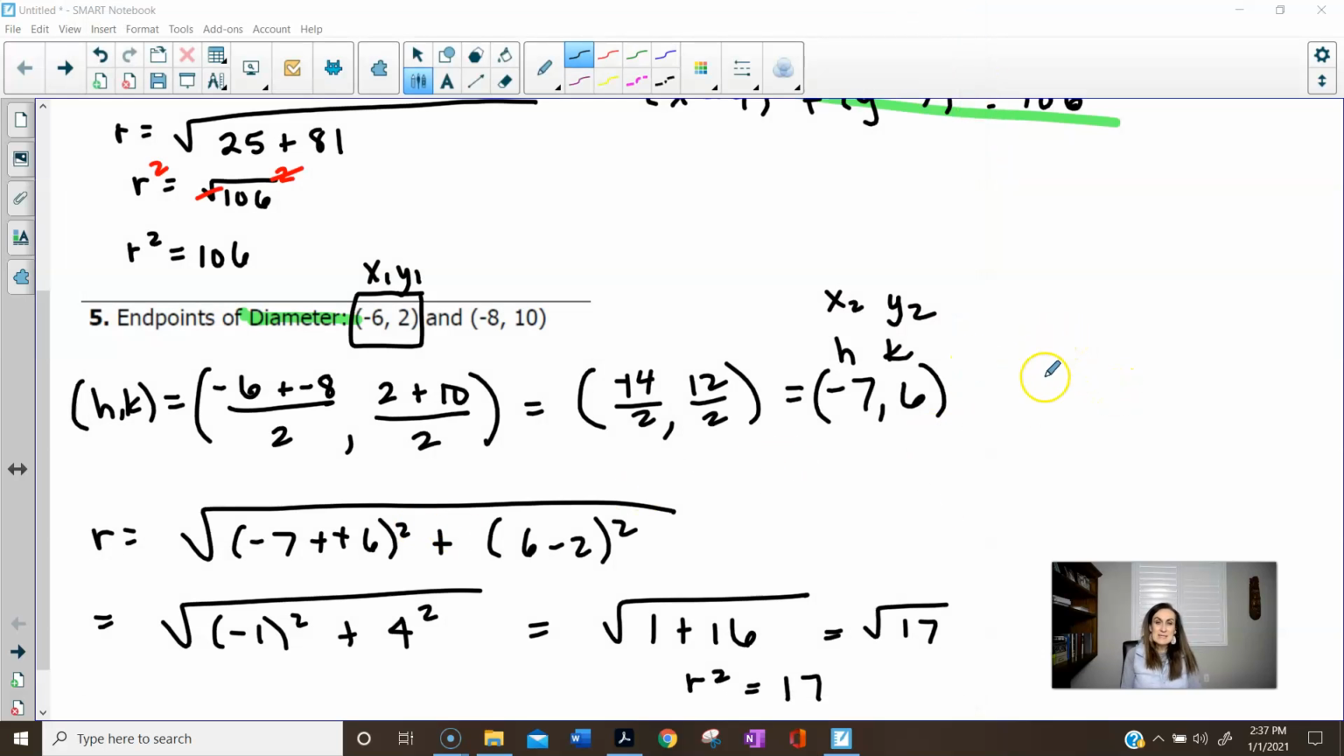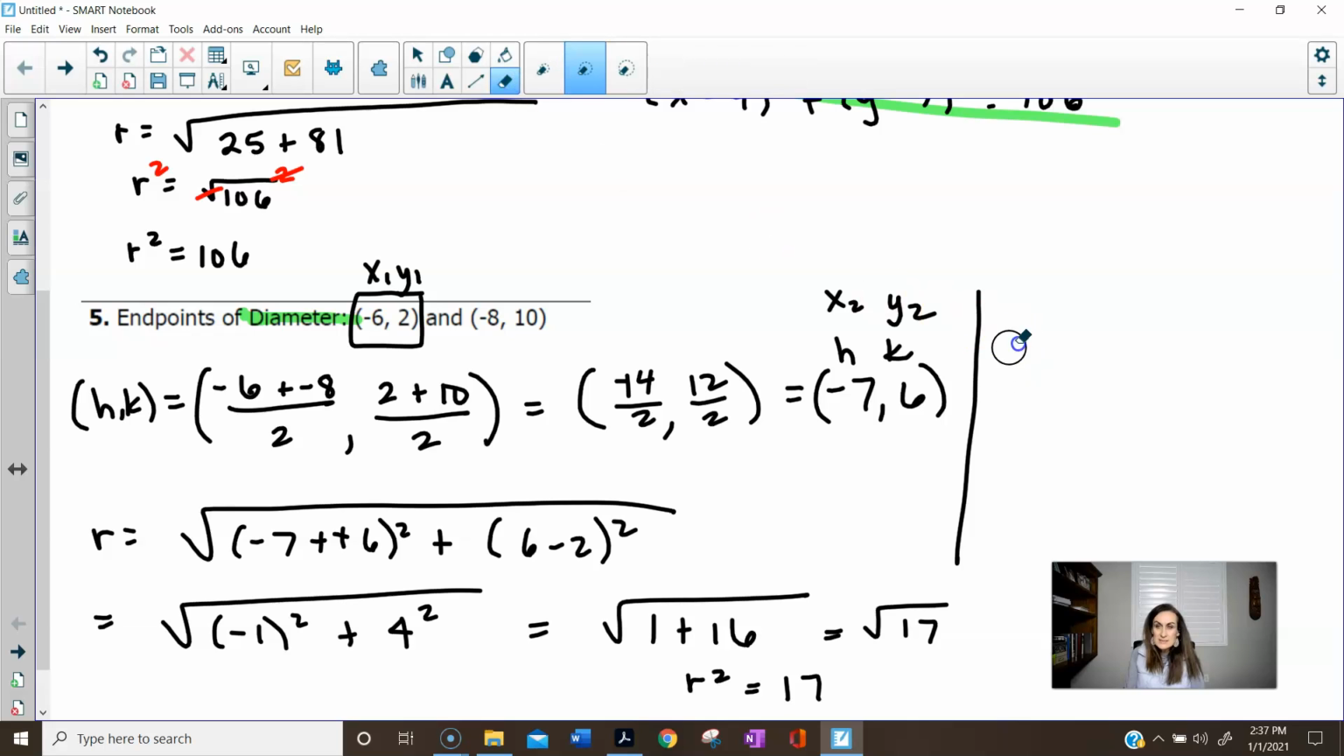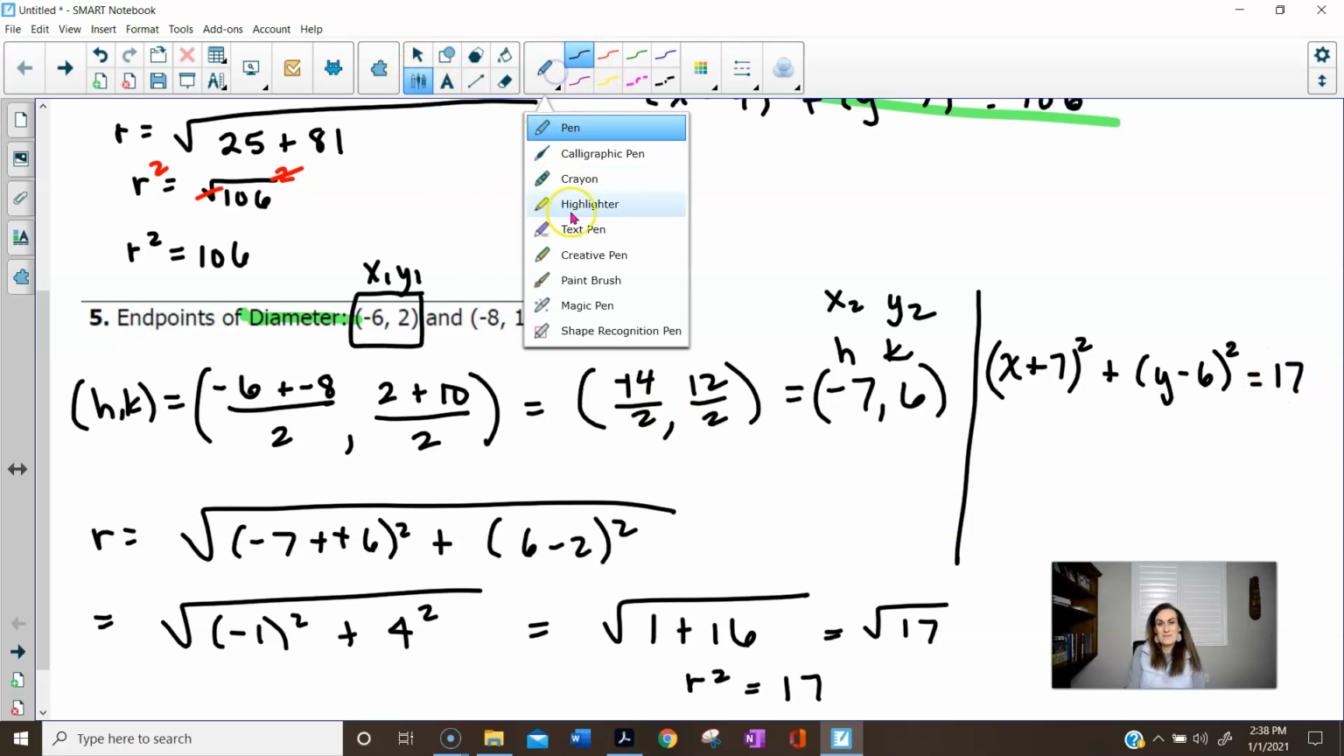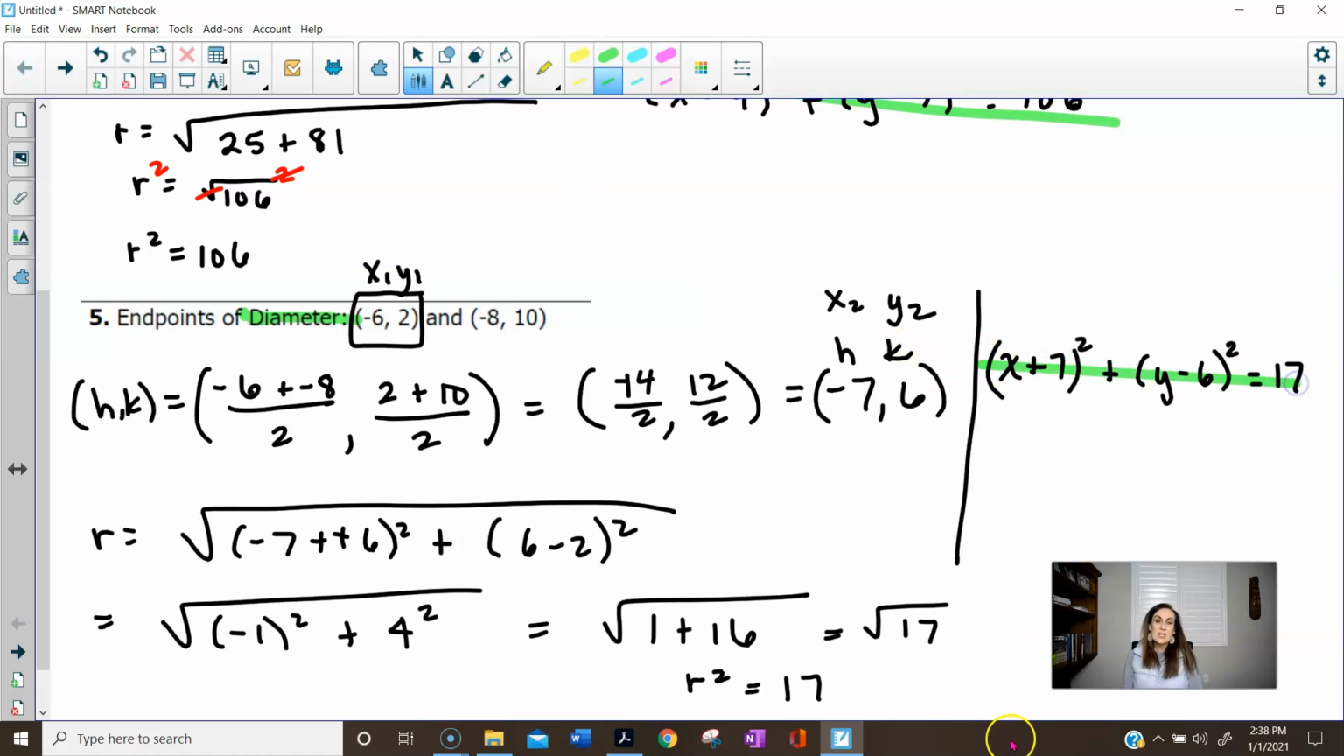So it's going to be x subtract h, and h is negative 7. All right, so I have x subtract h, so x plus 7 squared, plus y subtract k, so y subtract 6 squared is equal to 17. And there's the equation of my circle. So again, you can practice some of these on this page if you need more practice.